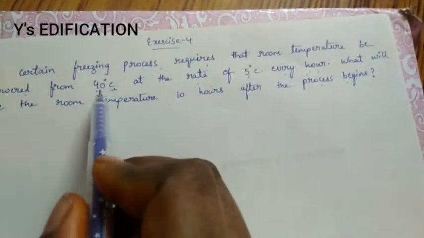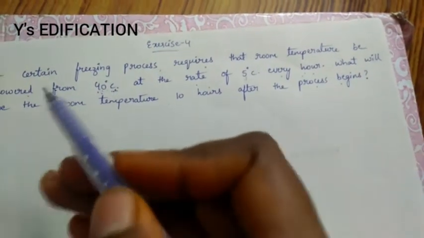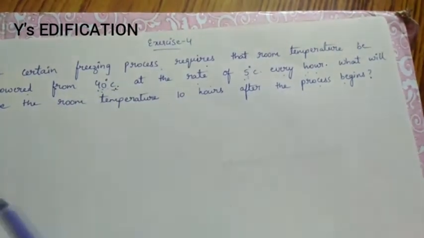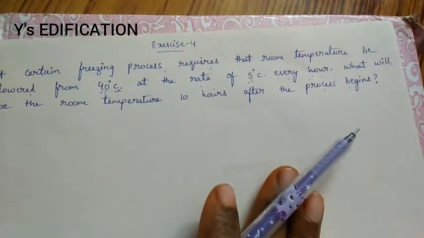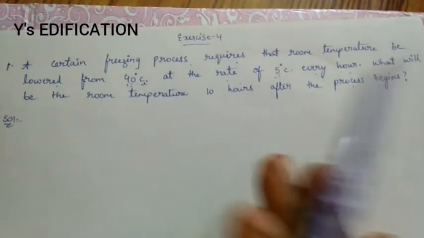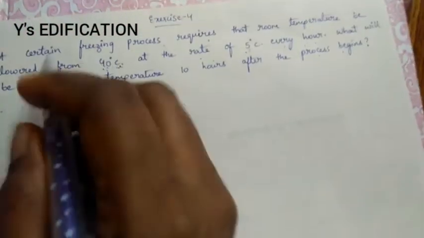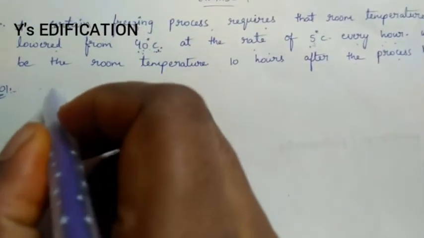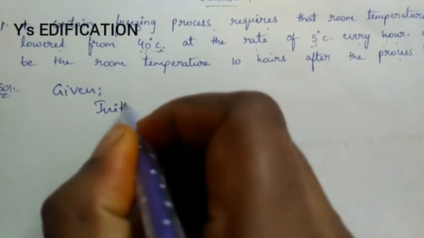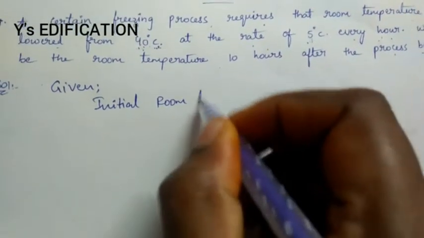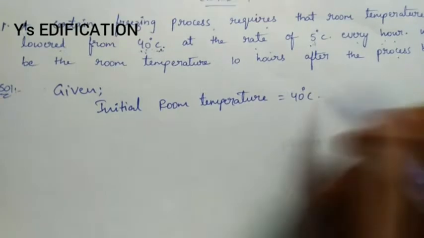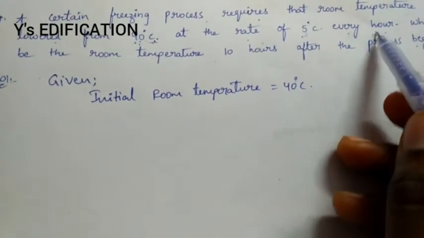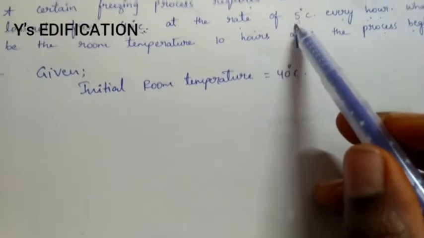So, the initial temperature is 40 degrees Celsius. For every 1 hour, 5 degrees Celsius is lowering the temperature. So, after 10 hours, what will be the temperature of the room? We have to find out the temperature of the room after 10 hours. First, let us take the given data. What is the initial room temperature? Initial room temperature is 40 degrees. For every 1 hour, it gradually decreases 5 degrees Celsius.